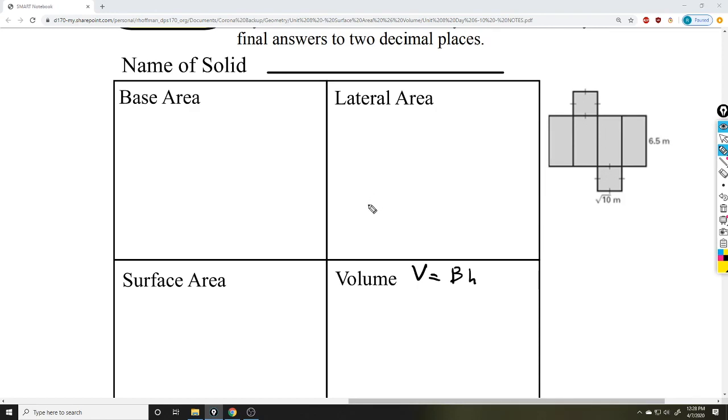Welcome back, everyone. I just want to touch on this problem very quickly. I just want to focus on finding the volume, because finding the surface area is a bit more complicated.